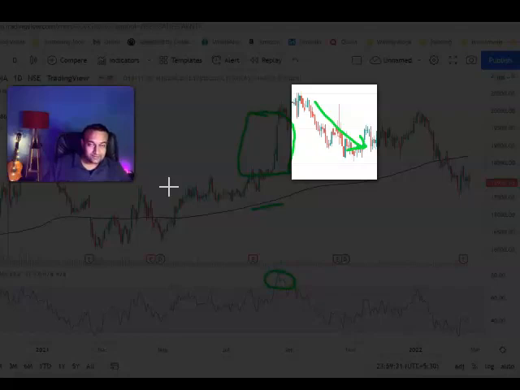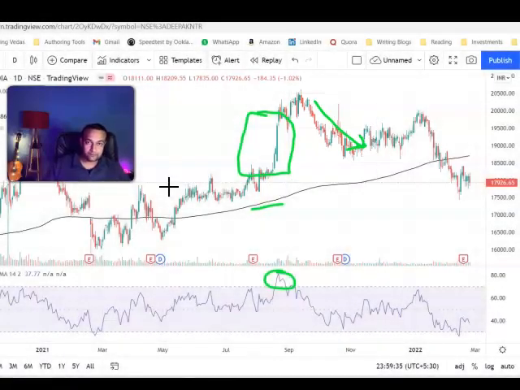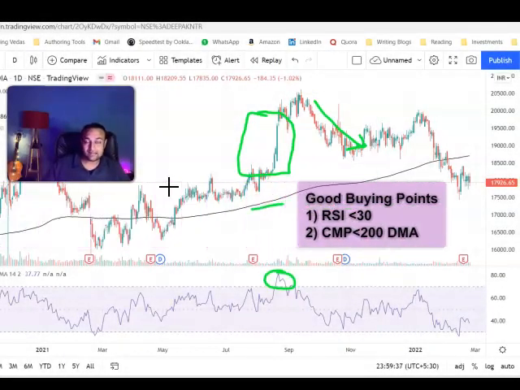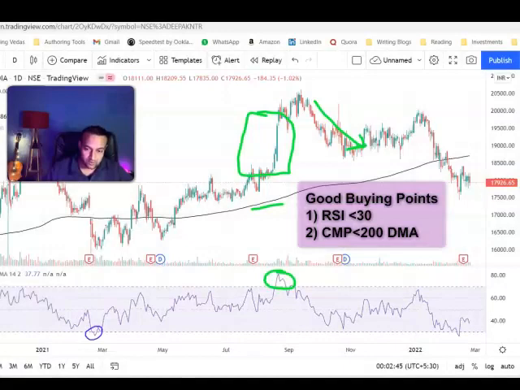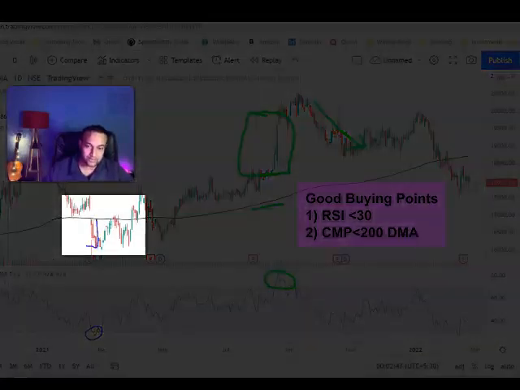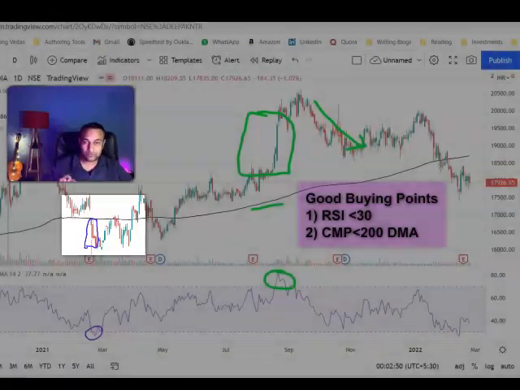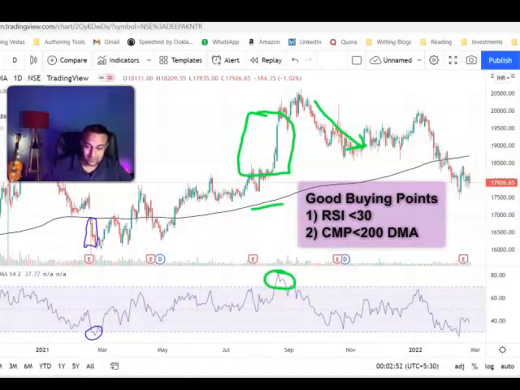Similarly, let's now look at some of the good points to buy. Now for buying decision, the RSI needs to be lower than 30 and the price of the stock needs to be lower than the 200-day moving average. Let's look at when these conditions are meeting. So if you now look at this point, the RSI is lower than 30 and the stock price is lower than the 200-day moving average. So is this a good point to buy? Yes, because immediately after this point, the trend gets reversed and the prices increase.